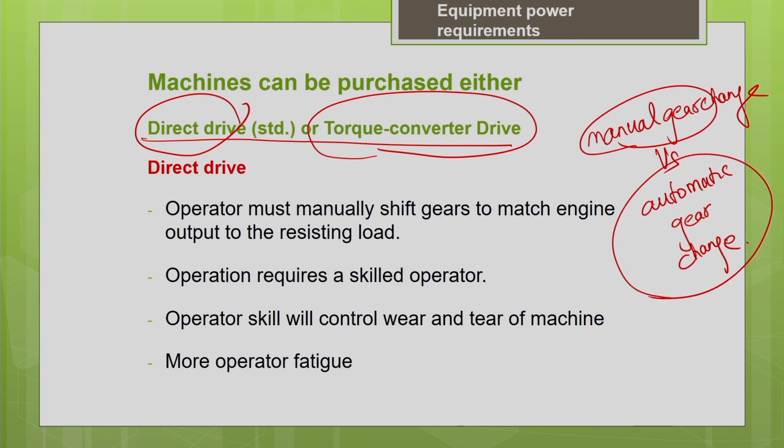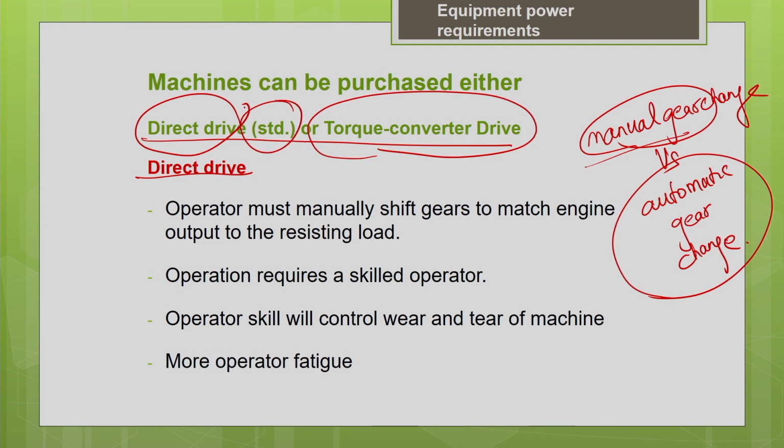Nowadays we know that we have a lot of vehicles or cars in the market with an automatic drive option, an automatic gear change option. The same thing we are discussing here. The technical term you are supposed to use for manual gear change is direct drive transmission. We call these standard machines.